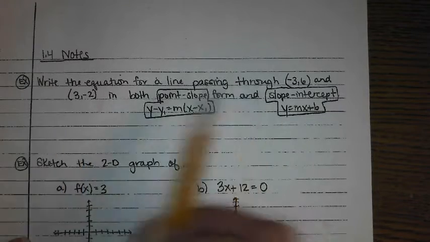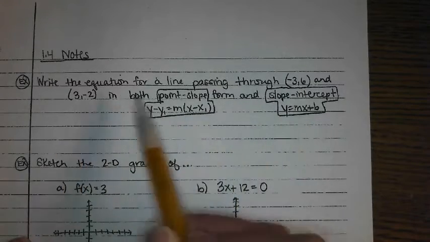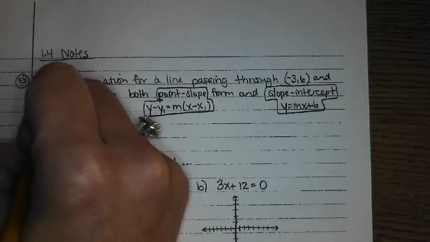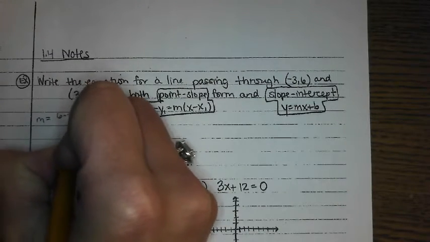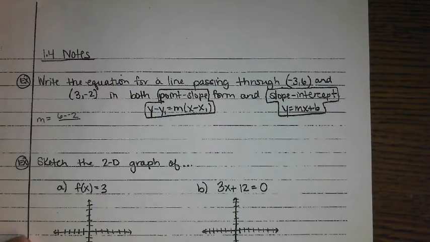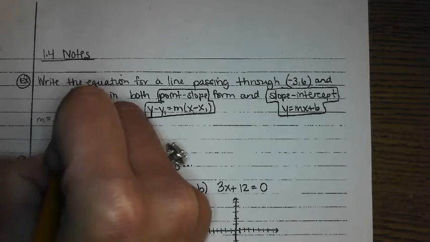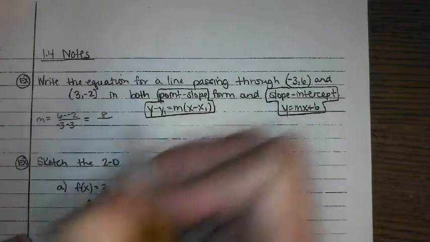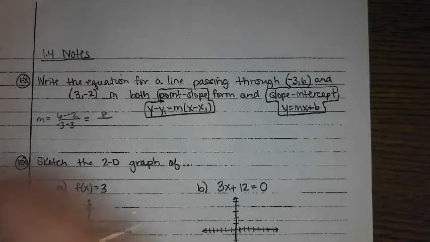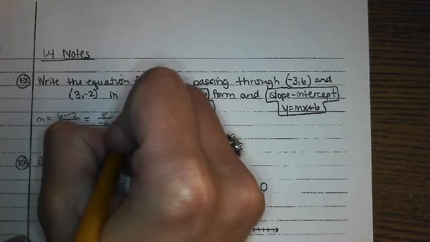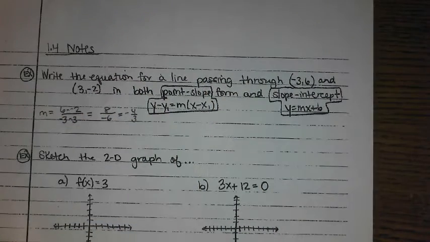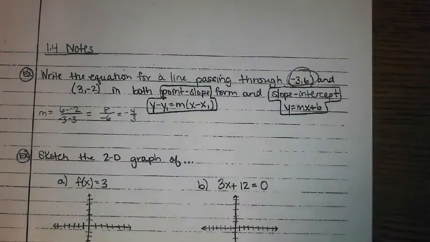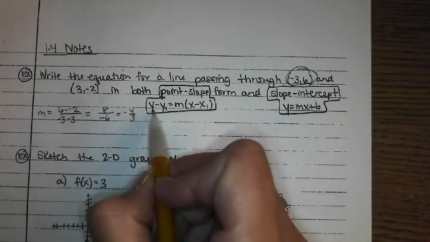So in this particular one, regardless of which way you go, you have to calculate your slope. So 6 minus negative 2, that's our y2 minus y1, over negative 3 minus 3, that's our x2 minus x1. 6 plus 2 is 8, over negative 3 minus 3 is negative 6, and that reduces to negative 4/3. So now with that slope, and either of the points that they gave me, I'll just use this one because why not? You just write your equation.